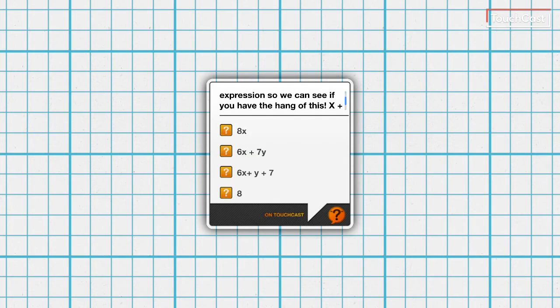Okay? Please use your algebra blocks to simplify the following expression so we can see if you really understand what's happening. The expression is x plus 5x plus y plus 7. Please choose the correct answer, show it to your teacher, or answer it in the note check.